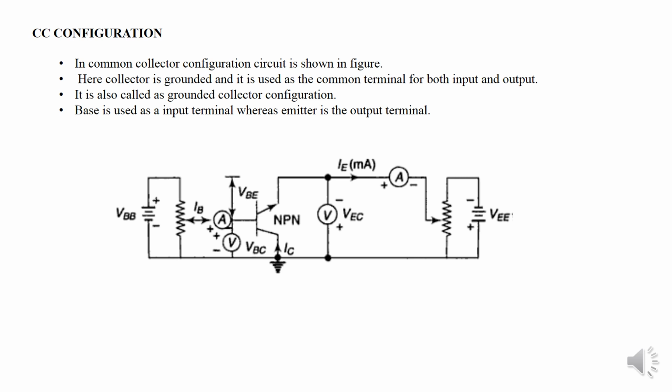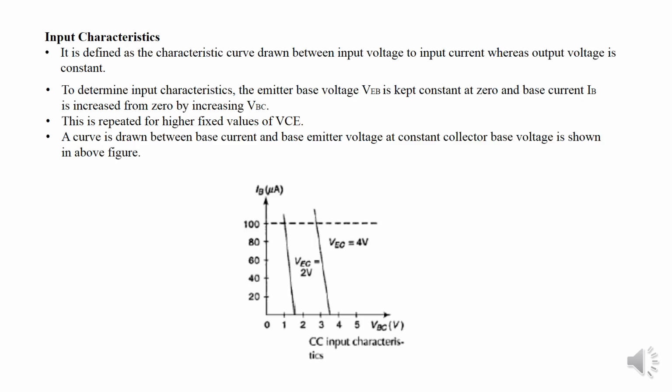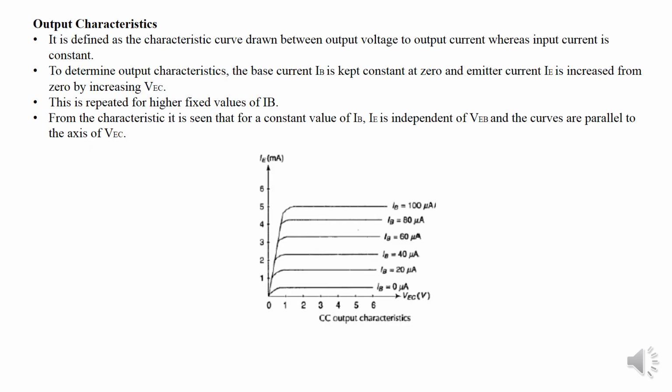Here the input characteristics are the curve drawn between the input voltage and the input current, whereas the output voltage is kept constant. The curve is drawn between the base current and the base collector voltage at constant collector emitter voltage, as shown in this diagram. And this is the output characteristics. It is defined as the characteristic curve drawn between the output voltage and the output current, whereas the input current is constant. To determine the output characteristics, the base current IB is kept constant at 0 and the emitter current IE is increased from 0 by increasing VBE.